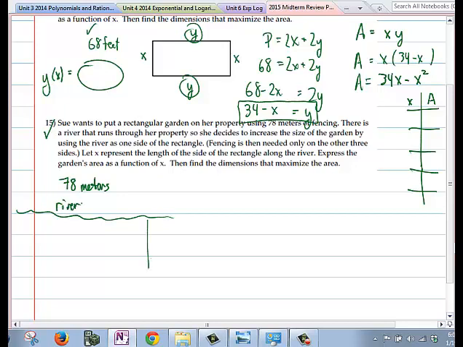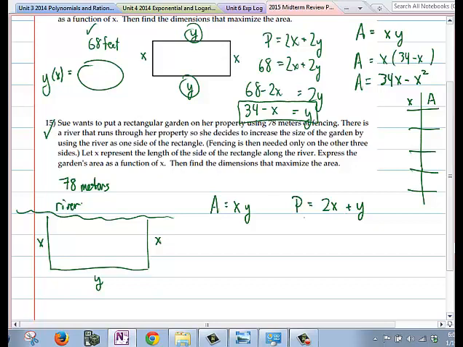And here's the fencing that she's going to use. So again, this will be x, and this will be y. We're going to set up the same sort of equations. We know that the area, again, is still x times y, but the perimeter this time is 2x plus y.